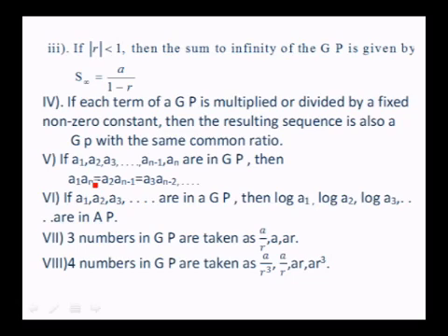As we have done in AP, if 3 numbers in GP are taken, that must be taken as A by R, A, AR, because on multiplying these you get A cube, R gets cancelled. So 4 numbers in GP we take as A by R cube, A by R, AR, AR cube. Here the common ratio is of course R square. Let us try some problems on GP.